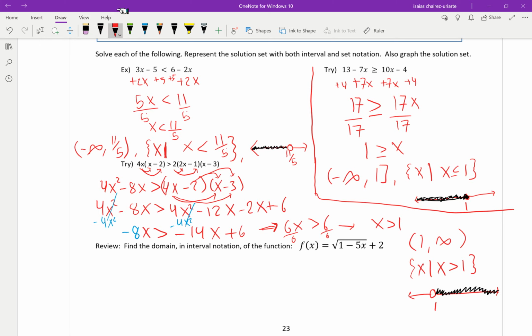Last exercise here. I gotta find the domain in interval notation of this function. So I am dealing with a square root, and what we said is we do not want to have negatives inside the square root. So I want the part that's inside of the square root to be positive. So what does it mean to be positive? It means that you're bigger than 0. That's what it means. Ooh, sorry. There's always a delay with my computer.